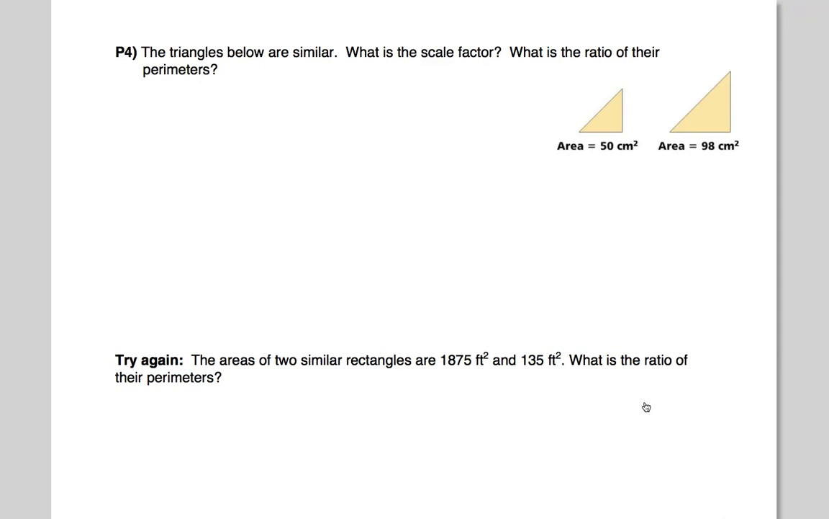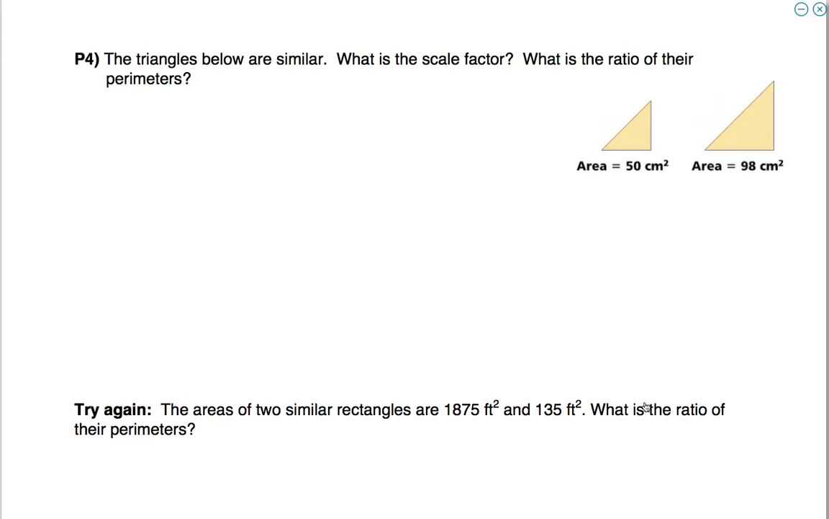All right, the triangles below are similar. What is the scale factor? What is the ratio of their perimeters? So we have the two areas. So the ratio of their areas is 50 over 98. And that simplifies down to 25 over 49.